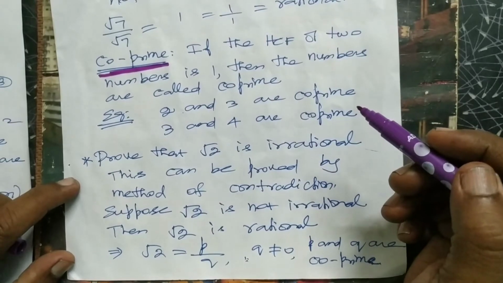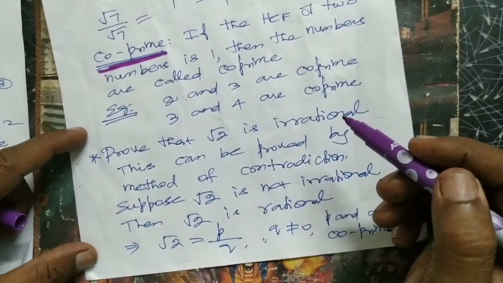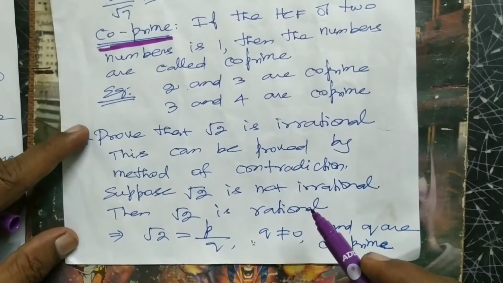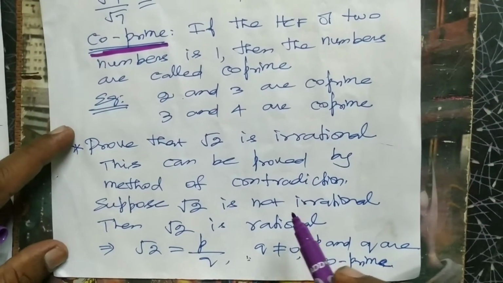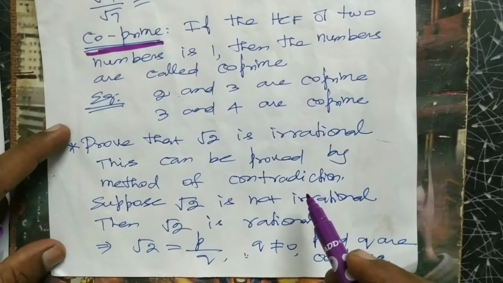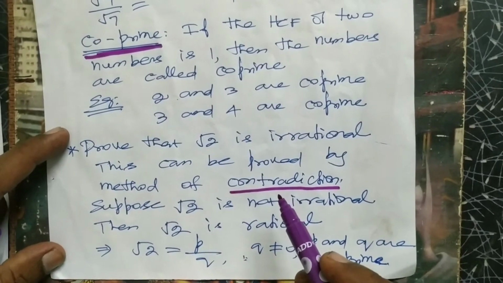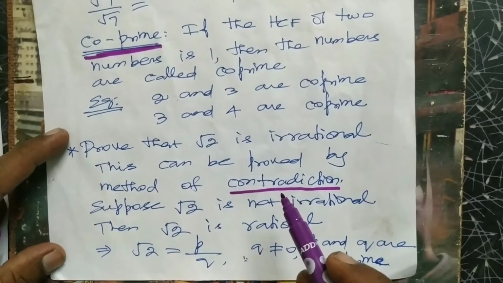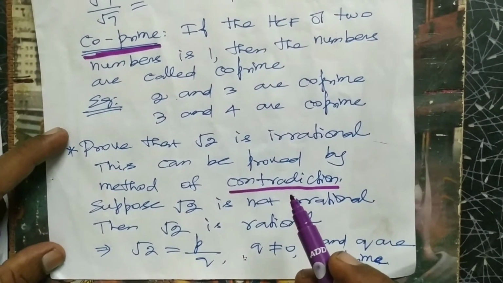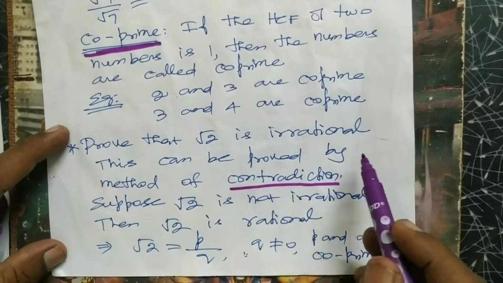Now let us prove some important theorems, that is standard questions. Prove that root 2 is irrational. This can be proved by the method of contradiction. What do you mean by method of contradiction? Whatever result we have to prove, for that we have to assume the contrary, the negation of the statement. Suppose root 2 is irrational.